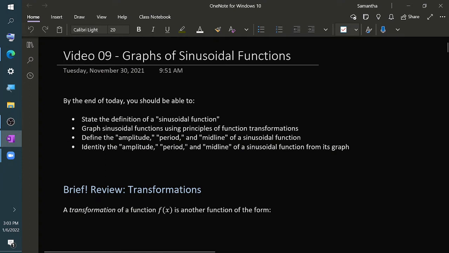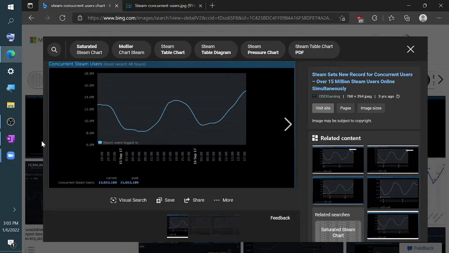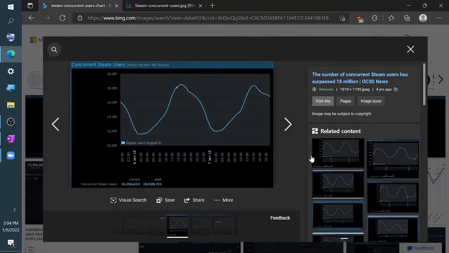As I was recording video 8, there was a little bit of a happy accident where I happened to stumble across a real-world chart that happened to display a behavior very similar to what we see in the graphs of sine and cosine. In particular, what we ran across was the chart of how many people are using the service Steam at any given time, the concurrent users of Steam.